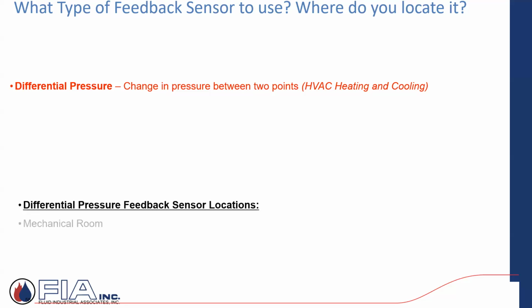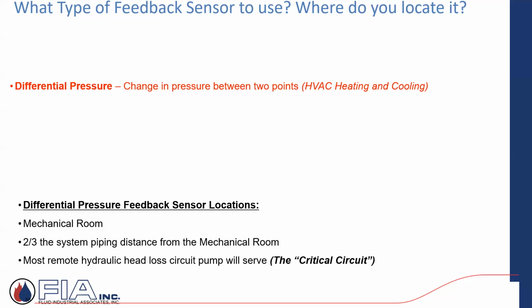Differential pressure feedback location: where do I locate it? The mechanical room, 2/3 of the way out, or ideally the remote hydraulic head loss circuit the pump will serve, the critical circuit. So you get 3 different options. There's probably more options, but these are 3 scenarios. And what's the positive, what's the negative? The mechanical room is probably the least effective, but it might be the easiest.